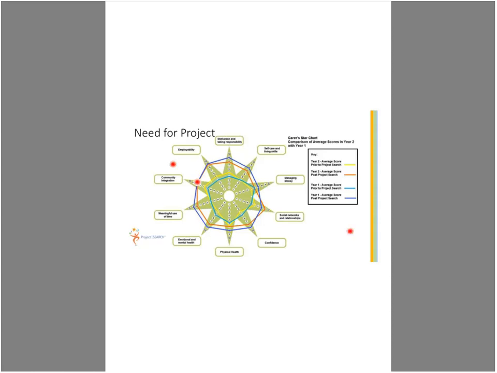So what we found is that the inner circle is the assessment prior to Project Search of two different cohorts, and the outer circle are the post-Project Search assessment. So we noticed by looking at this that in areas such as employability, of course, and motivation, even community integration and meaningful use of time, we saw a big difference between the before and the after assessments. But in physical health, there were not those big differences.